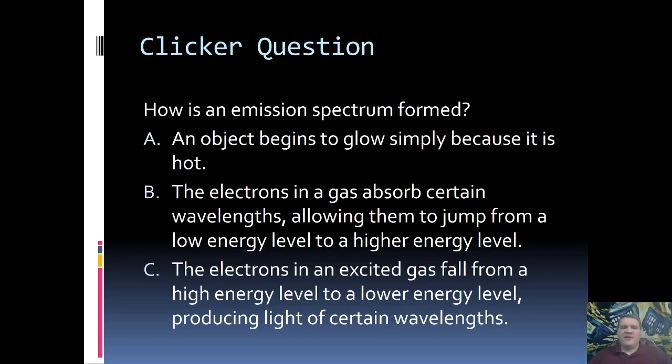All right, so how do we form an emission spectrum? An emission spectrum occurs when we have electrons that start out in a high energy level and then give off that energy as they fall to a lower energy level. So the correct answer is C.